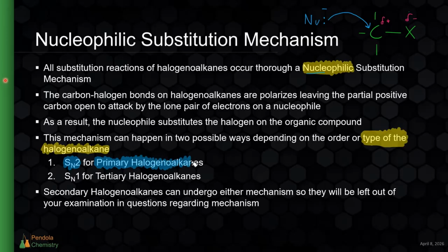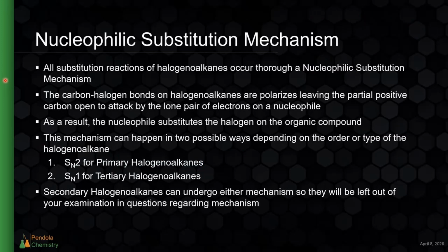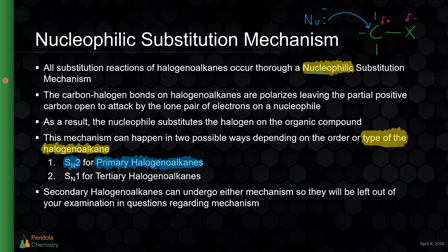But first, I want to point out that what dictates which of the mechanisms the different halogenoalkanes undergo is whether they're primary, secondary, or tertiary. So a primary halogenoalkane is going to undergo an SN2 mechanism. And just to remember, a primary halogenoalkane is going to be one where the halogen is bonded to a carbon with only one other R group, one other carbon chain.